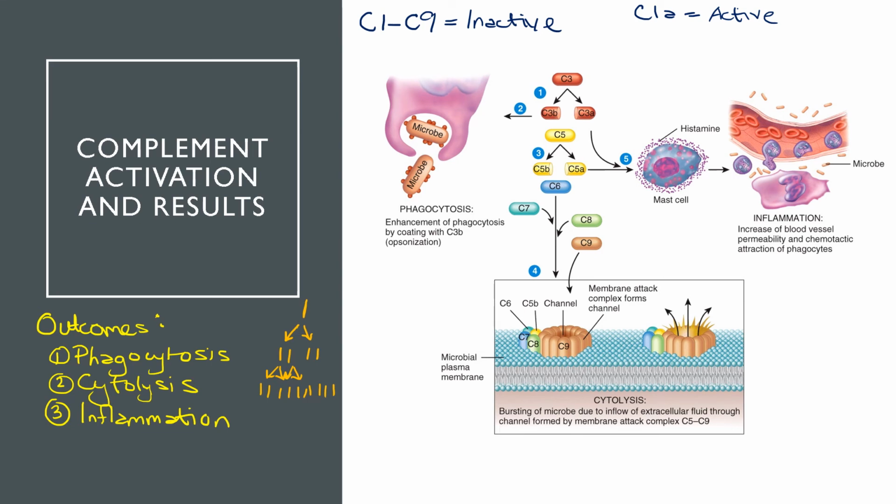Now there are a couple different ways that complement activation may occur, but essentially all of them end with the activation of C3. So once C3 is activated, it begins this cascade of reactions that brings about either phagocytosis, cytolysis, or inflammation. Once C3 is activated, a couple of things happen. First off, the inactivated C3 is going to split up into an activated C3a and an activated C3b.